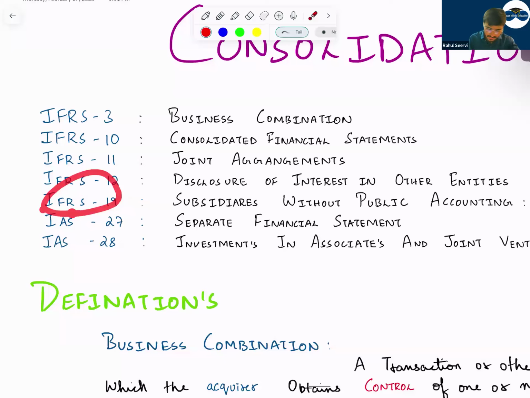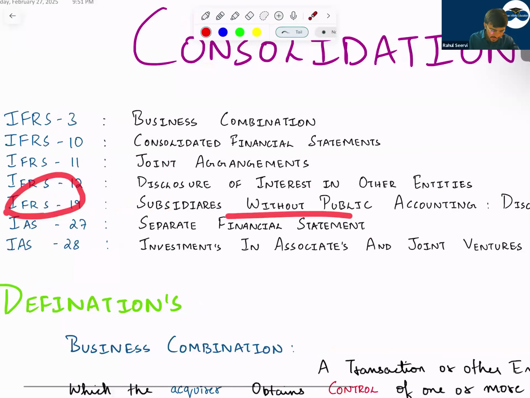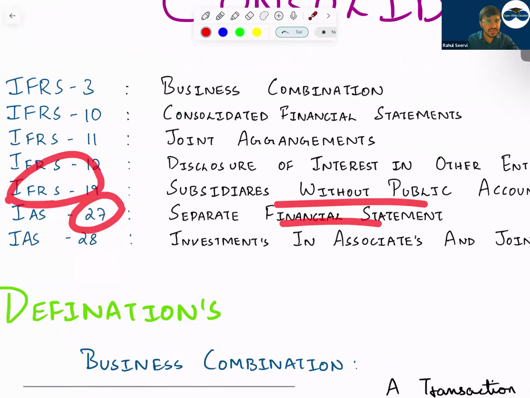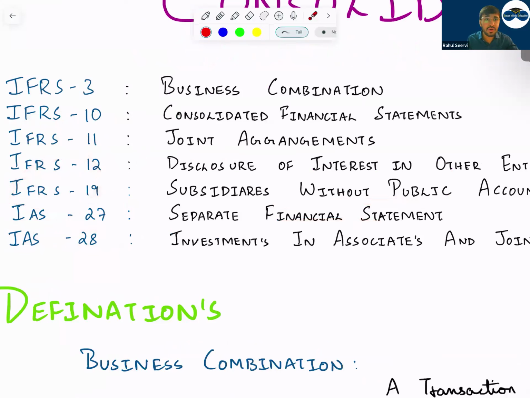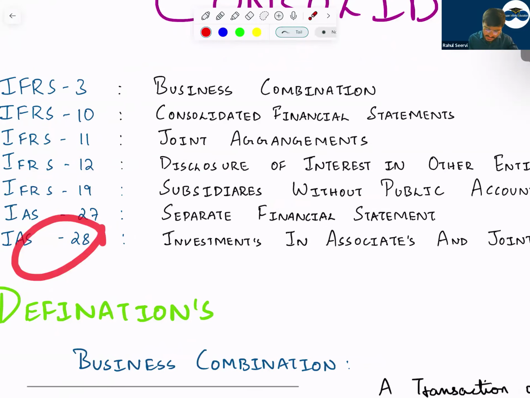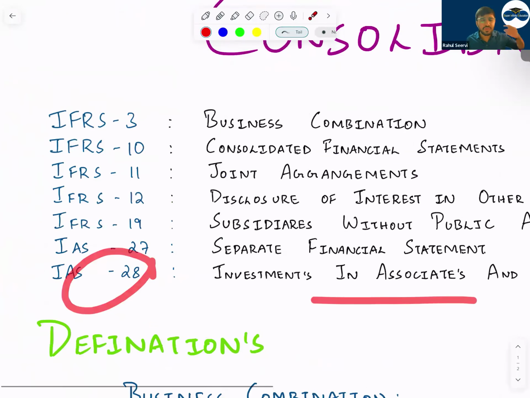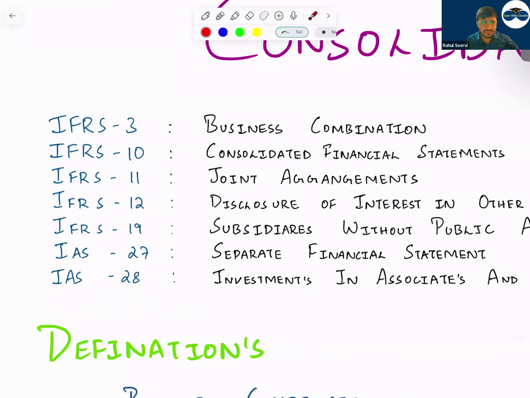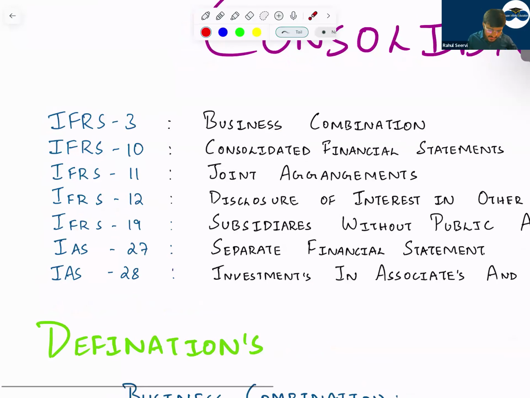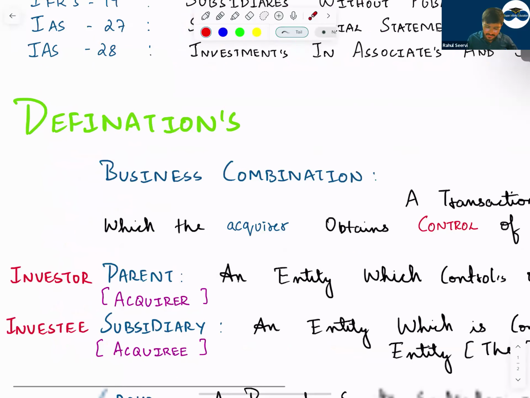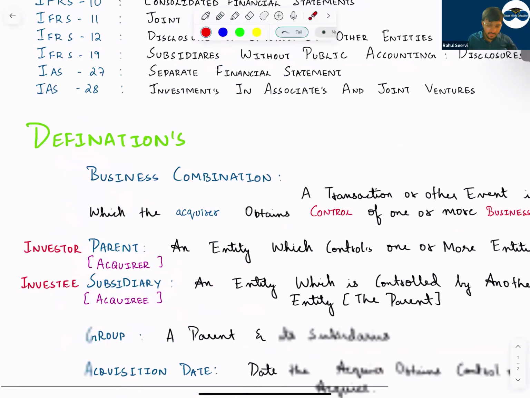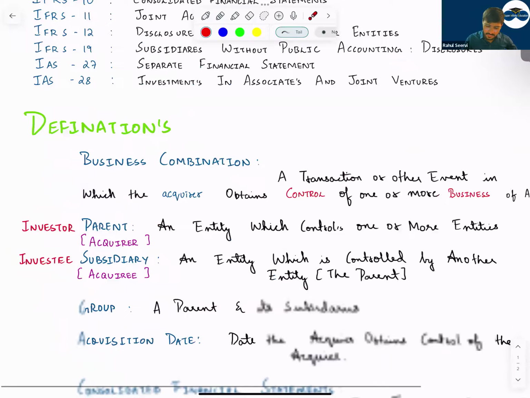IFRS 19, very important, the new topic. Then IAS 27, separate financial statements. This also has been tested a lot of times for 4 to 5 marks, and it's very easy and straightforward. Then IAS 28, Investments in Associates and Joint Ventures. These are the standards which we will be covering under consolidation. So first, starting with the definitions, some important terms we have to understand.